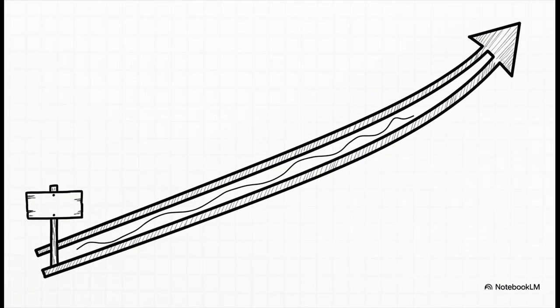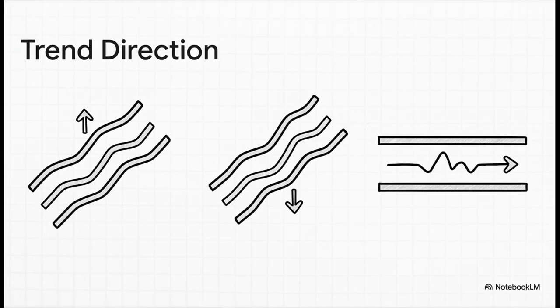Signal number 1, and honestly the most obvious one, is just trend direction. You don't have to guess anymore. The channel itself literally points the way for you. I mean, it's just so intuitive. If the entire channel is angled up, well, you're in an uptrend. If it's pointing down, you're in a downtrend. And if it's just moving horizontally, nice and flat, the market's probably just chopping around in a range. It's your very first clue about what the market's up to.